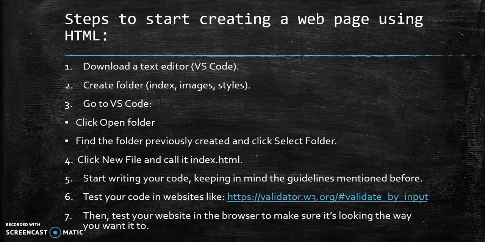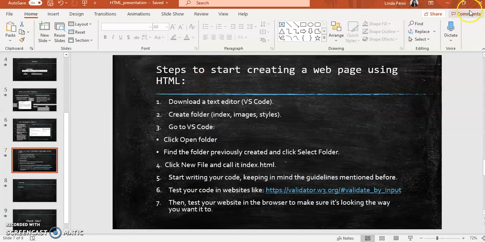And finally, I would like to walk you through the steps to start creating a web page using HTML. The first thing would be to download a text editor if you don't have one on your computer. In this case, we're going to use Visual Studio Code. I'm going to create a folder, and it's going to contain the index file and images folder. If we were to personalize it more, we could add the styles folder to use CSS. For now, we're just gonna follow the steps.